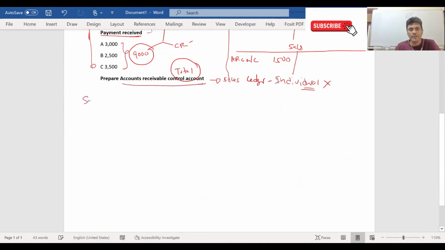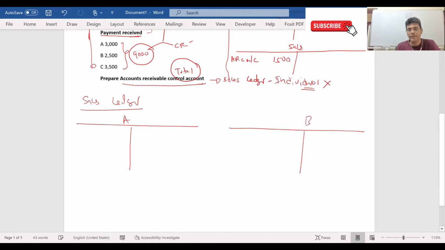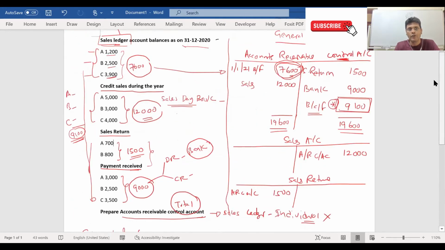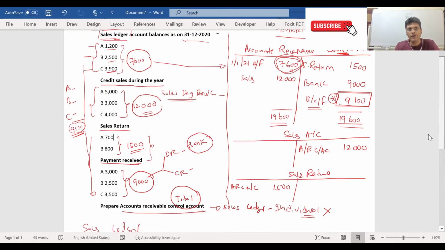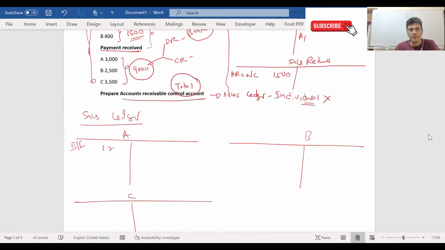Okay, so this is a sales ledger. When you take customer A, we maintain separate accounts here, customer B and customer C. What are the opening balances? Balance brought forward. We had how much? 1,200, 2,500 and 3,900. So these are the opening balances.